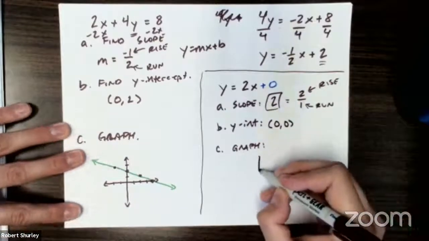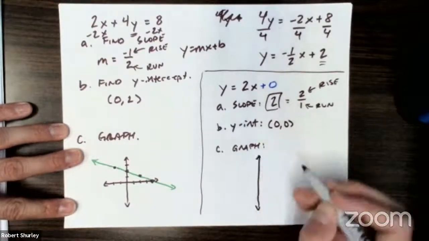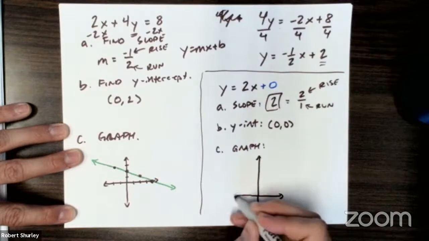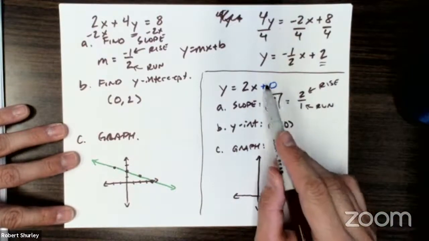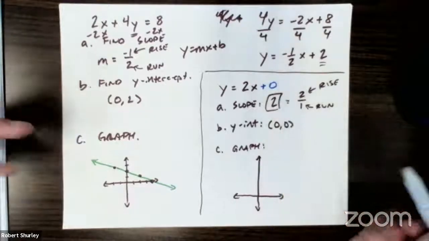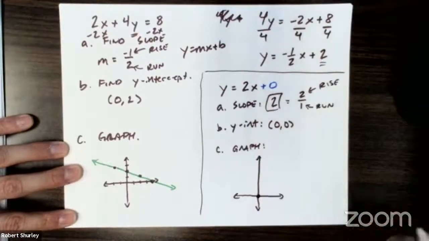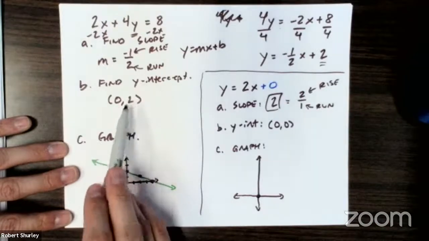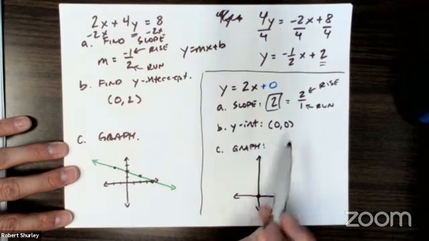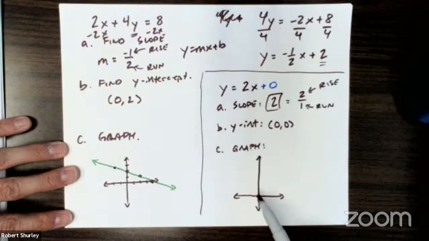So if I wanted to graph this one, I'm going to start at the origin for this one because that's where the y-intercept is. Unlike over here, where the y-intercept was 2, so I had to start at 2. Well, here the y-intercept's the origin. So you always start at the origin.